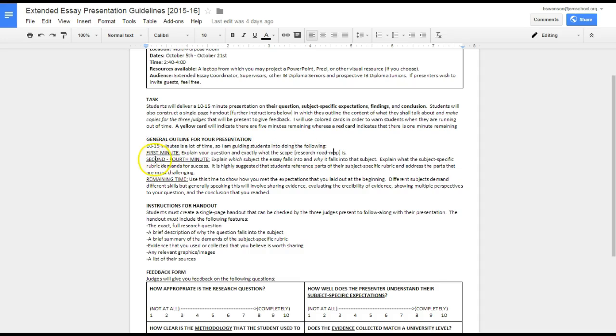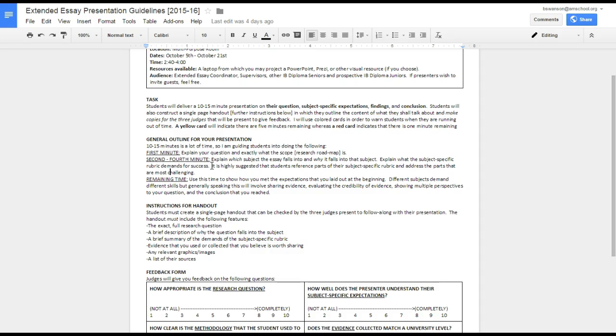The next period, which could take 2 or 3 minutes, the student will explain what subject the essay is in, whether it's history or world studies or psychology or politics or whatever, and they will say why it falls into that subject. They will spend time explaining what the rubric demands for their subject, and they should reference parts of the rubric. This is where students should show not only that they understand what the rubric is asking for, but also that they understand, okay, I'm doing really well with this part of the rubric, but I'm really struggling with this other one.